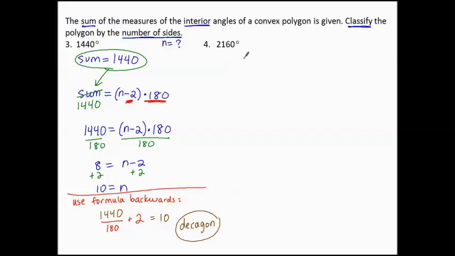Hopefully, you're thinking, I like the way we did it, where we just thought of the formula backwards. So if the formula is minus 2 times 180, here's the formula backwards. Divide by 180, add 2. What did that make? 14. So what do we have? A 14-gon.